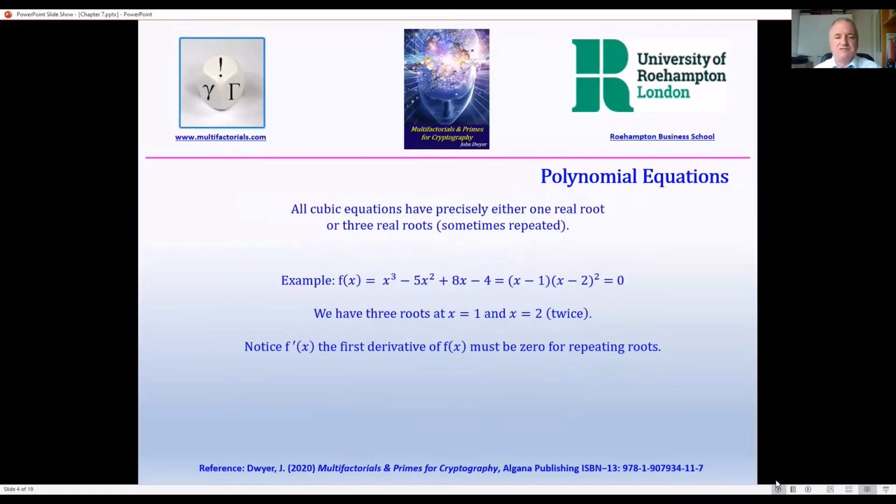Sometimes we get repeated solutions. Here's an equation, factorizes to x minus 1, x minus 2 squared. So we have three roots, x equal 1 and x equal 2 twice. Turns out all cubic equations have either one real root or three real roots, never two. Interesting property of any cubic equation with repeated roots is that the derivative must be 0.